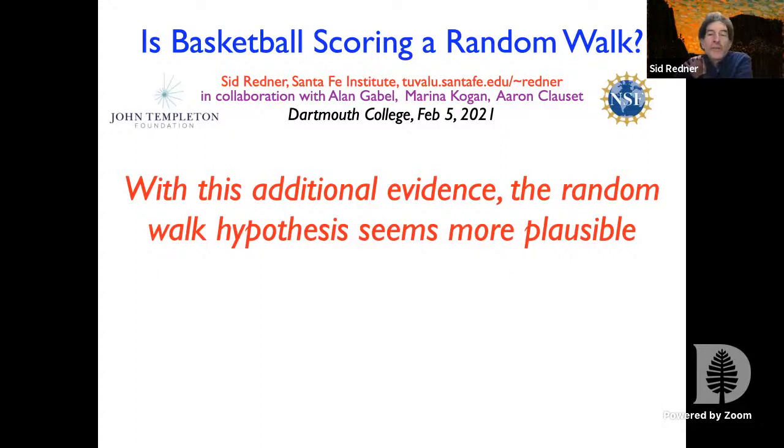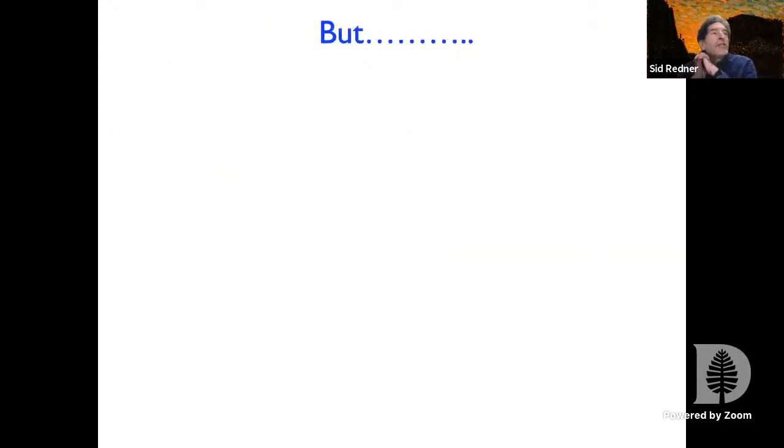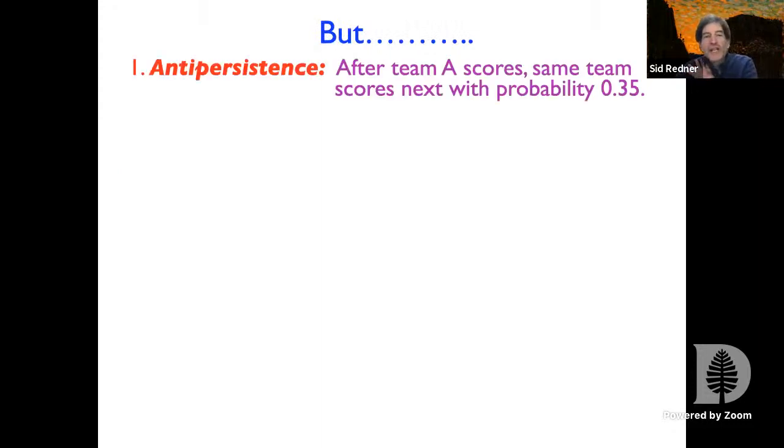But I'm not done yet, there are a few buts here. Let me go through some of them, because these are perhaps the most interesting aspects of the talk. The first point is that clearly basketball scoring is not a pure random walk. It's an anti-persistent random walk. After team A scores, the same team scores next with a probability of roughly 1/3. And we've already seen how that affects things, and it basically doesn't affect anything at all.